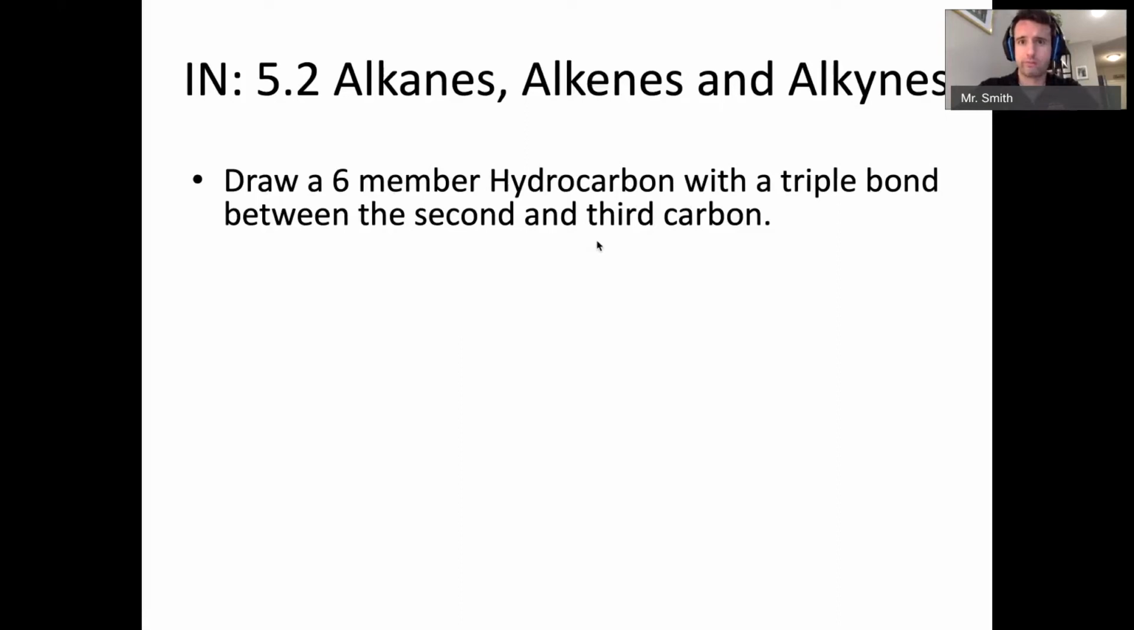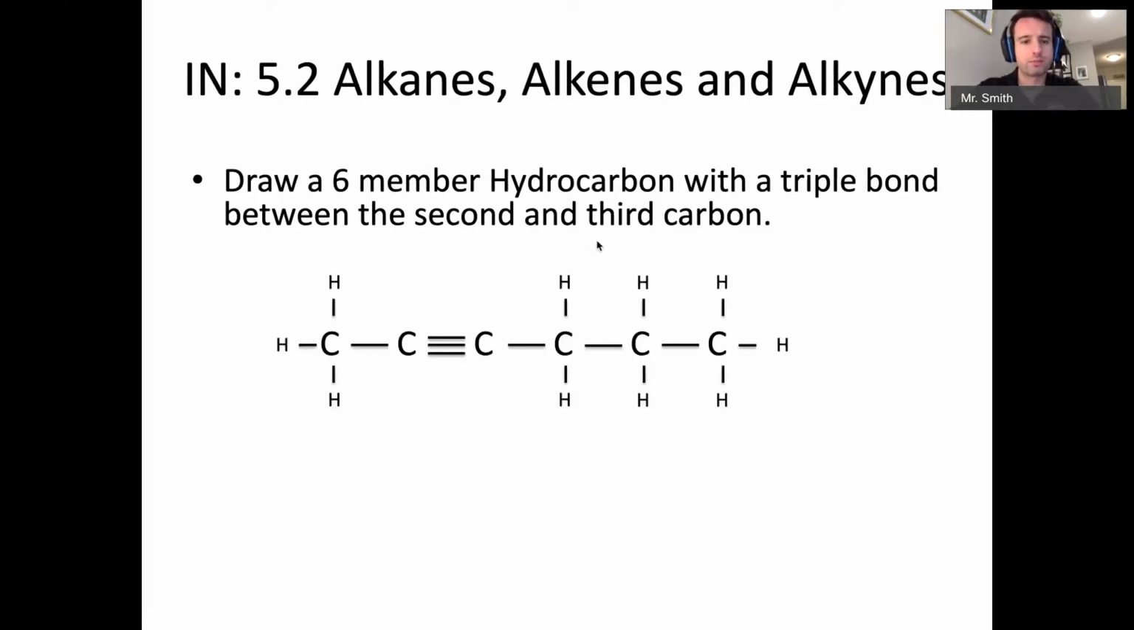Pause the video and try it. Okay, it looks something like this. Notice here's my second carbon, here's my third carbon. It's got a triple bond between them. And since there are four bonds coming off of the second and the third carbon, there are no hydrogens on those two. Every other carbon needs to have four bonds coming off of it. So where there aren't four bonds, it's going to create extra bonds and put hydrogens around it. So this is an example of an alkyne. Alkyne, Y-N-E, is anything with a triple bond.